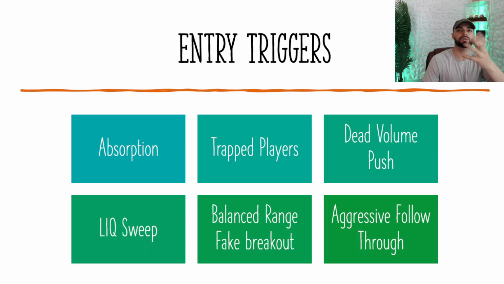Entry triggers, these are the ones we're going to be talking about today. We'll also go over a couple more that I have here. A couple things I look for to actually get into a trade. All these other things make sense, right? A couple things I look for to get into a trade are absorption, trap players, a volume push, liquidity sweep, balance range, fake breakout, aggressive follow through. All these things are signaling me, hey, buy right here, sell right here.